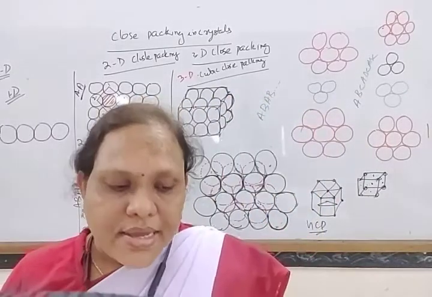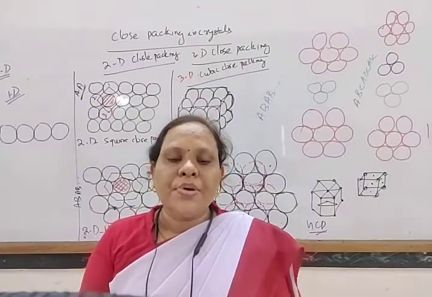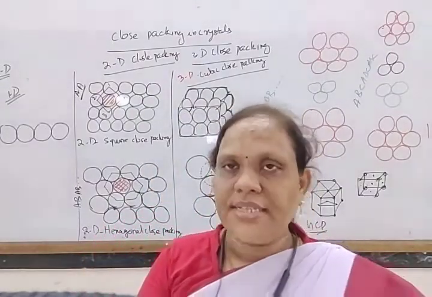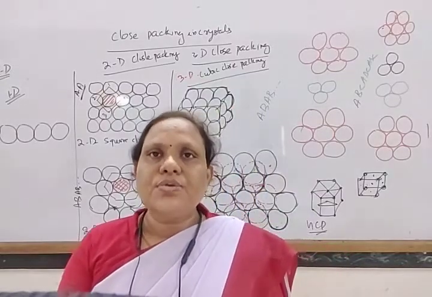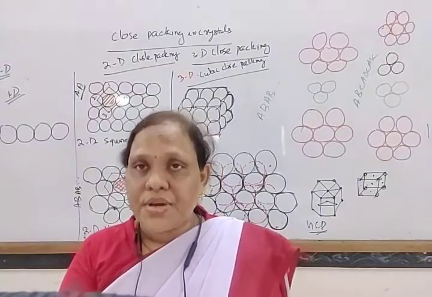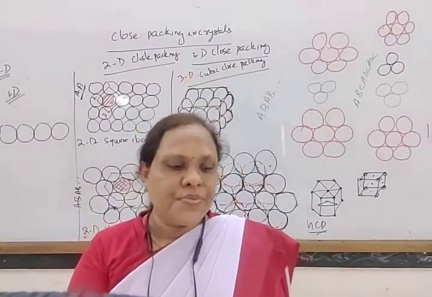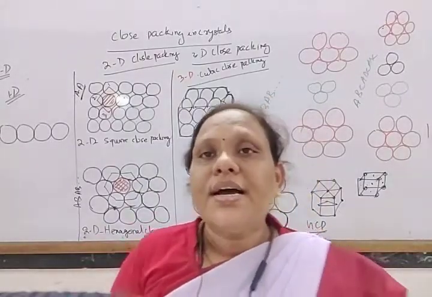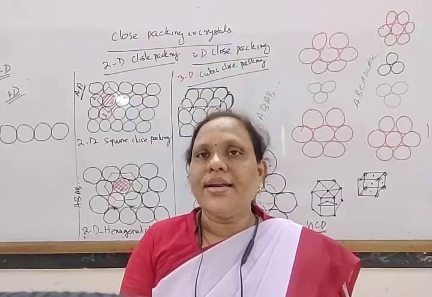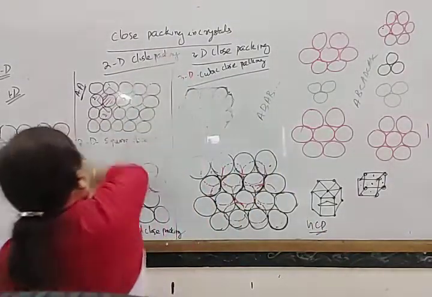In this close packing of crystals, two types of interstitial voids arise. The two types of interstitial voids generally arise due to the close packing of spheres in crystals, and those two types are known as octahedral void and tetrahedral void. Next, come to voids.